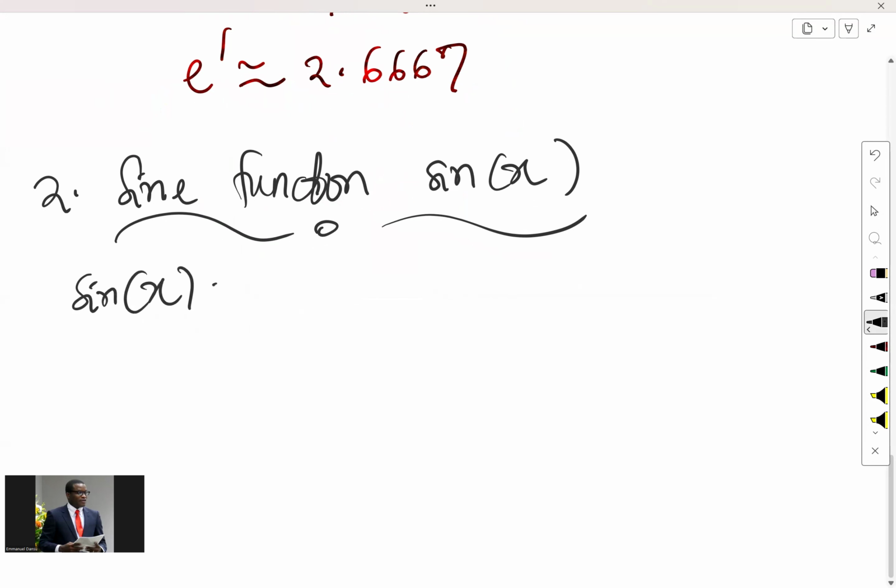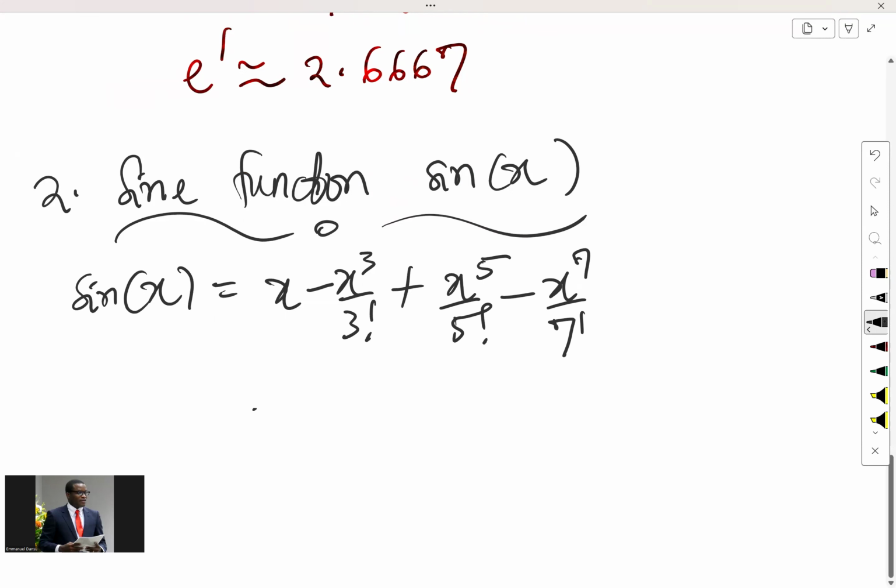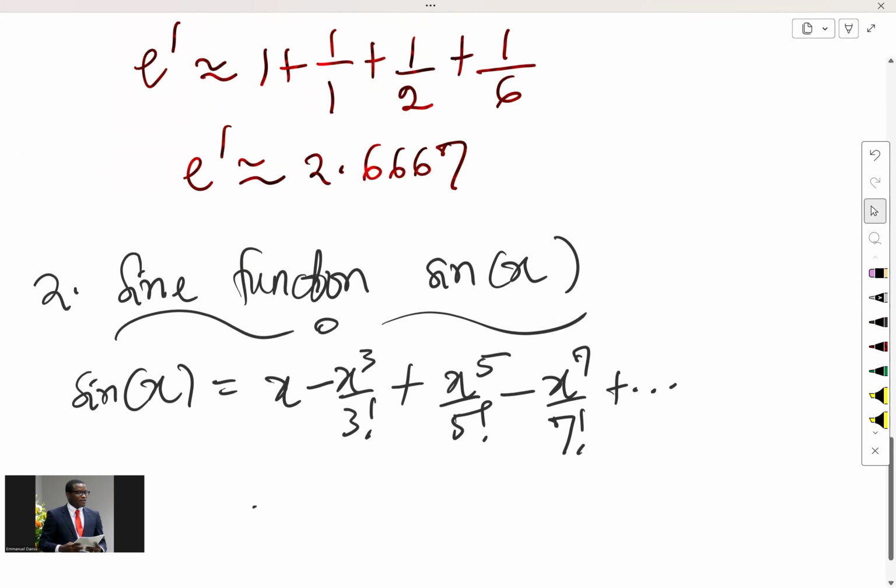So sine x is simply, x being an odd function, you can see it's always the odd powers. So x raised to power 1 minus x raised to power 3 over 3 factorial. So the signs are also alternating. That's why sometimes they call them alternating power series. So you have x minus x cubed over 3 factorial plus x raised to power 5 over 5 factorial minus x raised to power 7 over 7 factorial, and if you want to continue, plus x raised to power 9 over 9 factorial minus x raised to power 11 over 11 factorial. But I'll stop here. So this is what the sine function looks like.